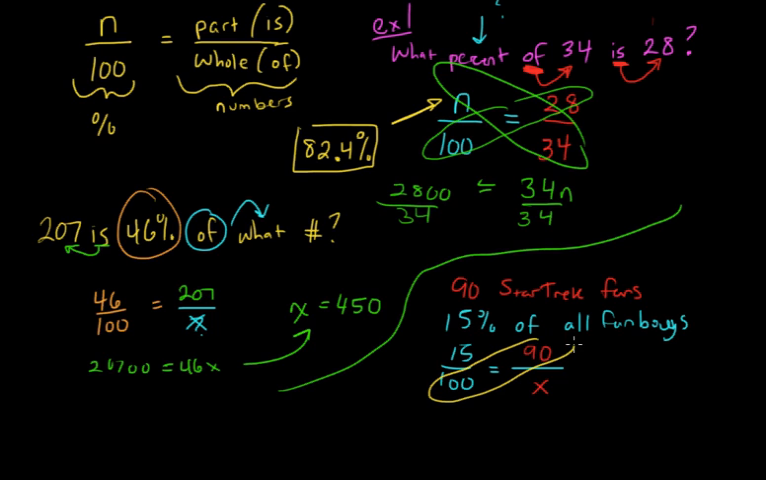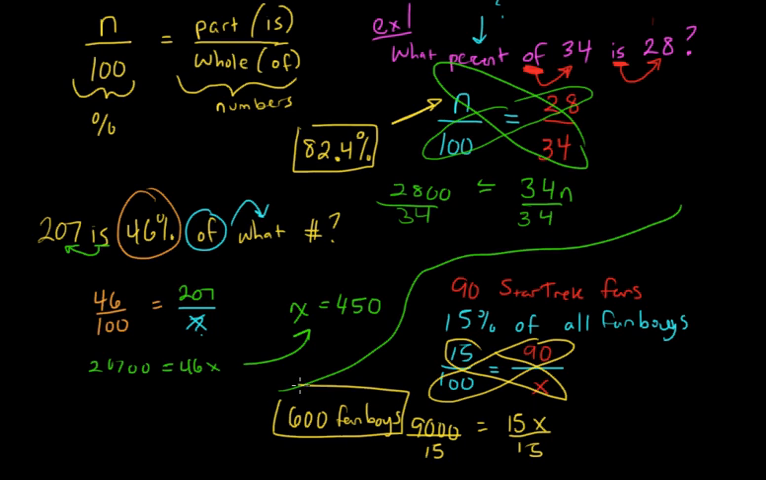Alright, so when you solve this out, you'll be doing the cross product. So 90 times 100, and that is going to be 9, 0, and then add the 2 zeros: 9,000. And then, of course, 15 times x. We're going to go ahead and divide both sides by 15. All right, and 9,000 divided by 15 is going to be 600. So there's 600 fanboys at the comic book convention.